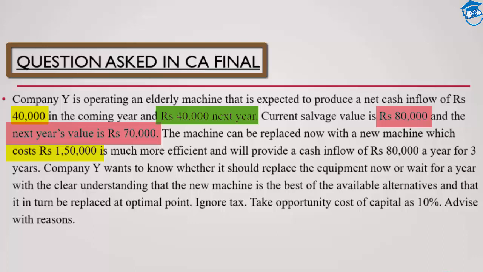Next, I need to decide whether I should replace my machine now or in the next year. The opportunity cost of capital that has been given to me is 10%. Why has the opportunity cost of capital been provided in the question? Think about it. That's simple, guys.